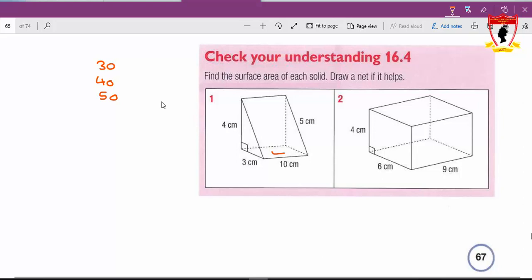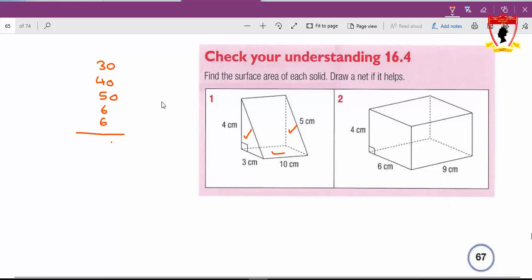This face is a triangle. To find the area, we're going to say base times height divided by 2. 3 times 4 is 12, divided by 2 is 6. And we got the area of this triangle, and this triangle is also 6 because these two triangles are identical. Now add all of these numbers together, that gives the surface area.